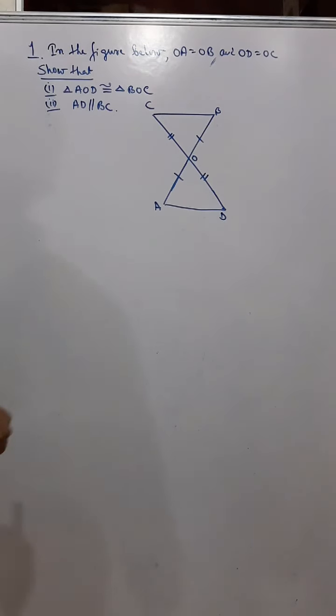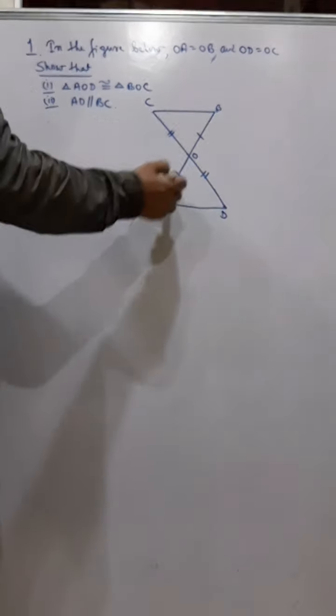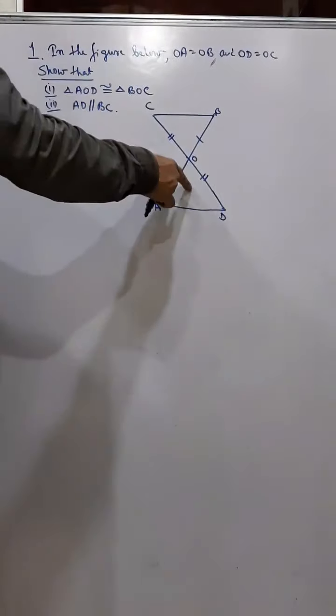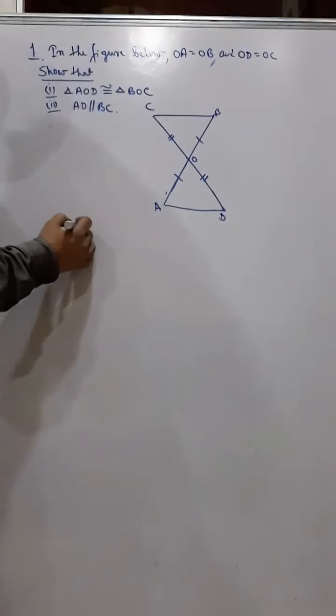Okay. Now in this sum they told in the figure below OA equals OB, and OD equals OC. We have to prove these two triangles are congruent. Okay, so we'll start.